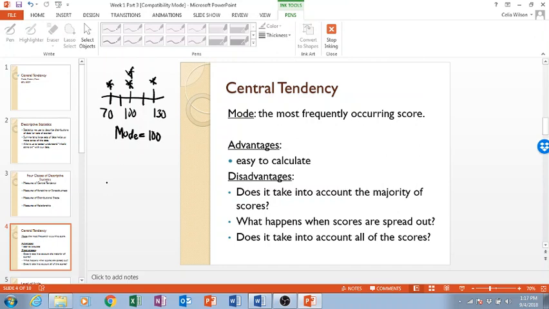Let's consider a second distribution. What if we had 100 again, 115, and then 85? I had, let's say, still 2 people at 100, but now my other person is here and my other person is here. What would my mode be for this distribution?